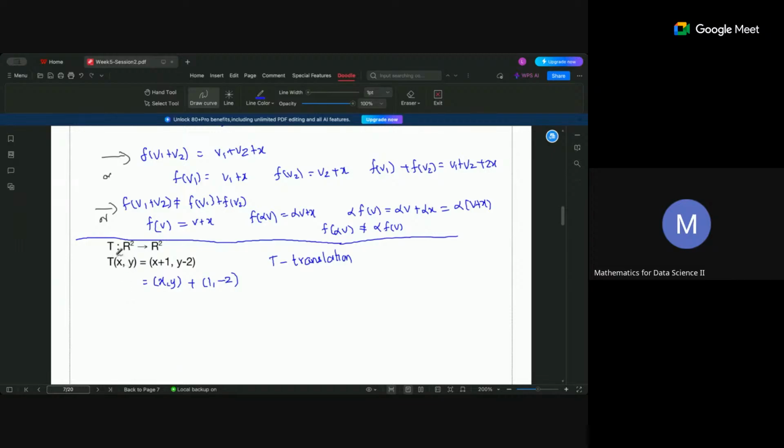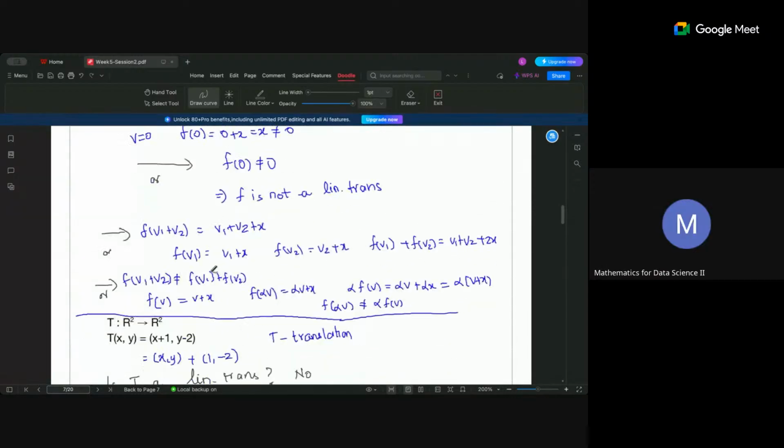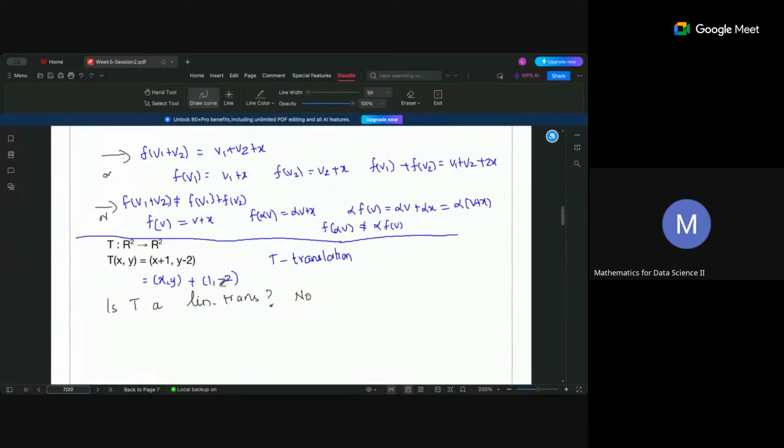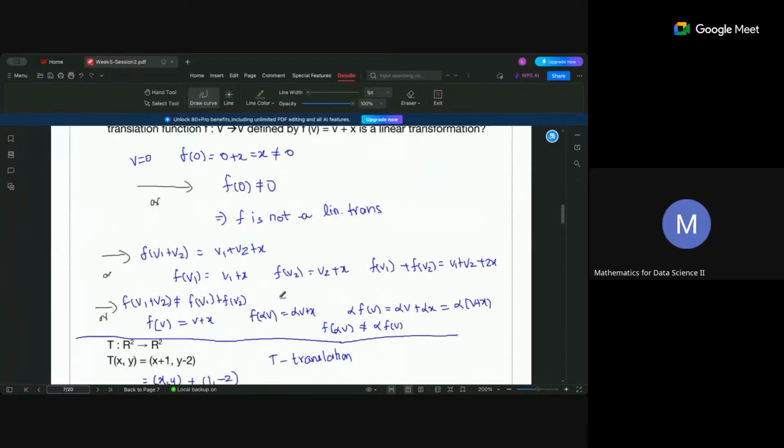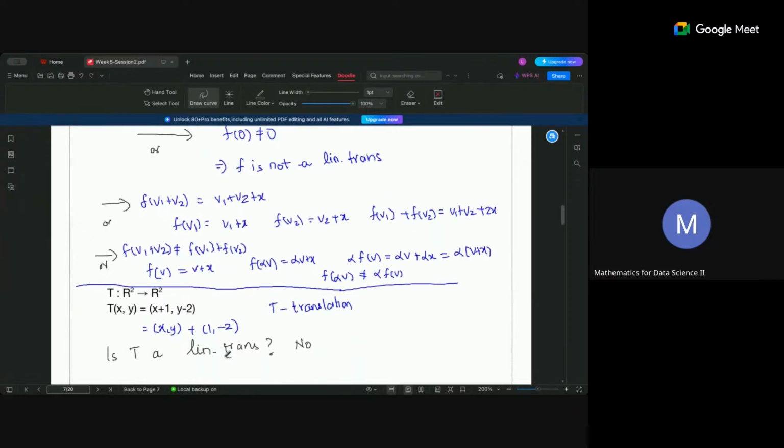Yes or no? Sorry, is my question clear? Is this a linear transformation? I should have written it clearly. It is just the previous question basically, right? It is given a specific V and a specific x. That's all. Is T a linear transformation? No, right? Here I have taken V to be R2, and I have taken the specific x given here. The non-zero x is 1 comma minus 2. That's all. So this is not a linear transformation.